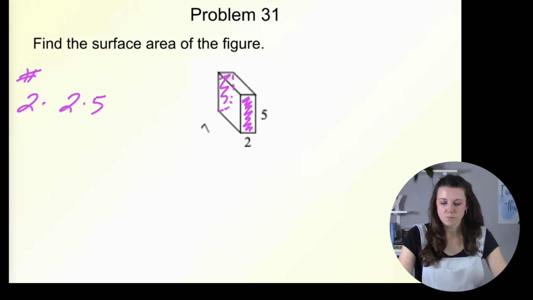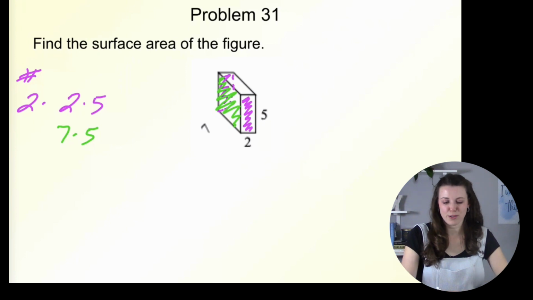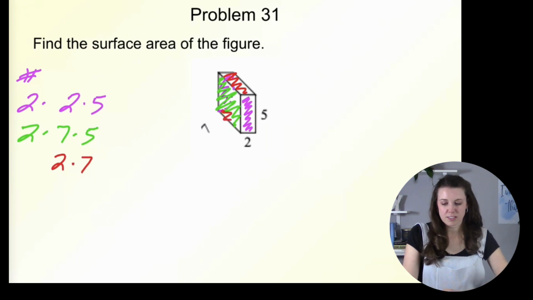Okay, now we've got this side right here, which is 7 times 5. And there's the side, and then there's the other side, so there are 2 of those. And then I have the top, which is going to be 2 times 7. But there's also going to be the bottom, which is down here, right? So there are 2 of those.